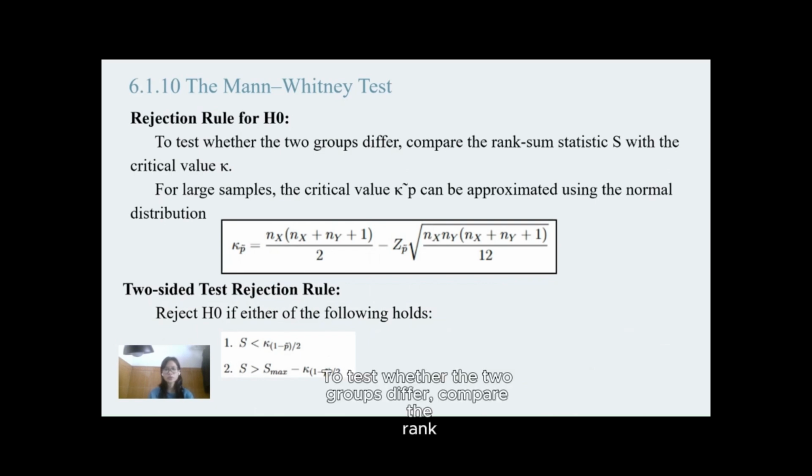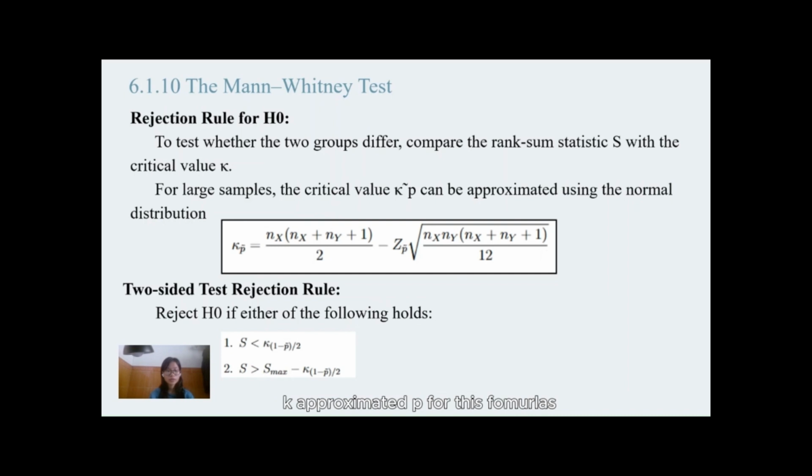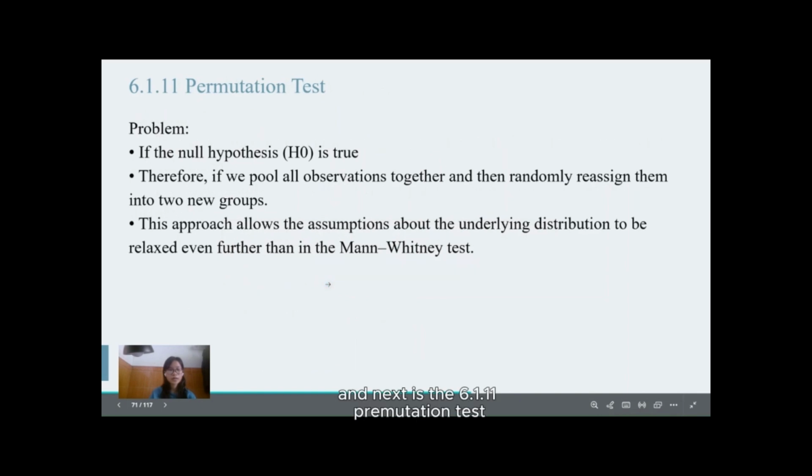The test compares the rank sum statistic with the critical value k for large samples. The critical value k can be approximated using the normal distribution; the approximated critical value is given by k approximated, in this formula. And the test rejection rule: reject the null hypothesis if either of the following holds.